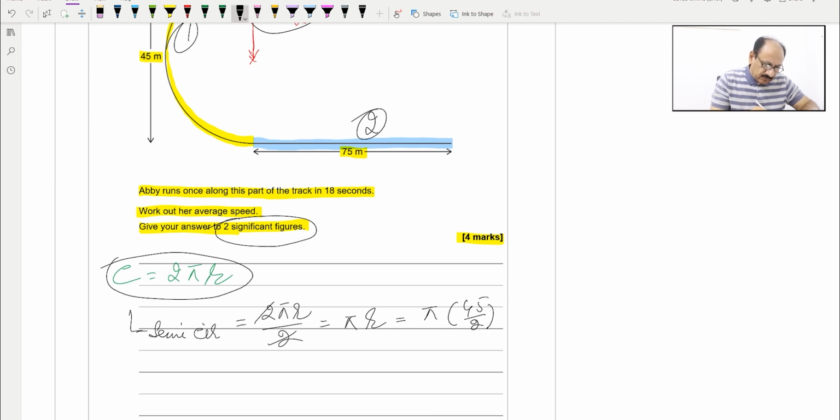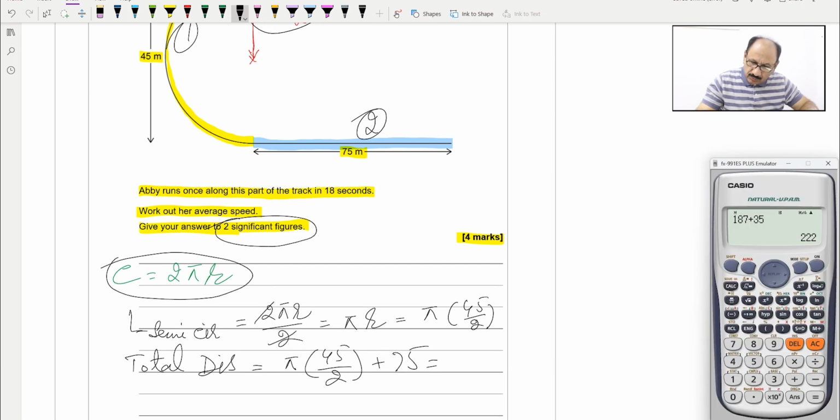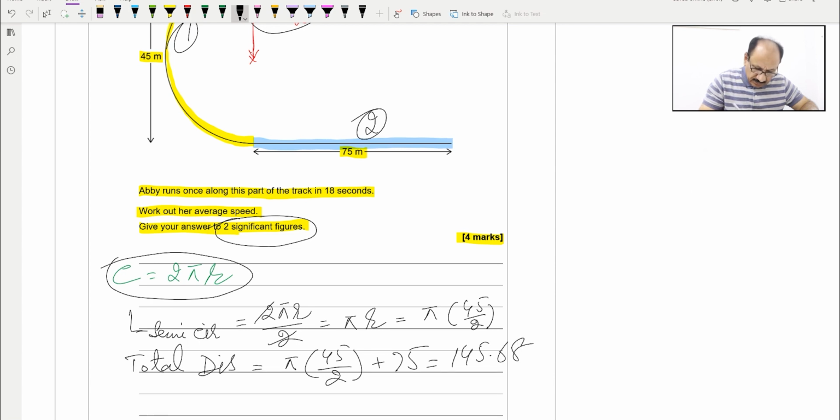Then the straight track, which is 75 meter, that one also, so total distance we can say total distance is equal to pi into 75 by 2 plus 75, and this will be equal to, we can write pi in brackets 75 over 2 and bracket close, and then plus 75, and this is resulting to 192.81, in meters.